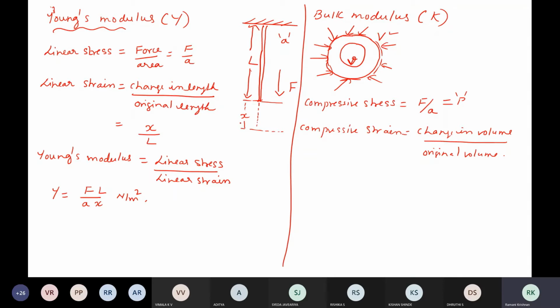I said bulk modulus is dealing with the change in volume. So I wrote compressive stress as force per unit area, right? Now what should I write here? What is the change in volume? F is equal to P by A. No, strain is defined as the change in volume to the original volume. The volume has reduced to small v. What was the original volume? Capital V. So bulk modulus.